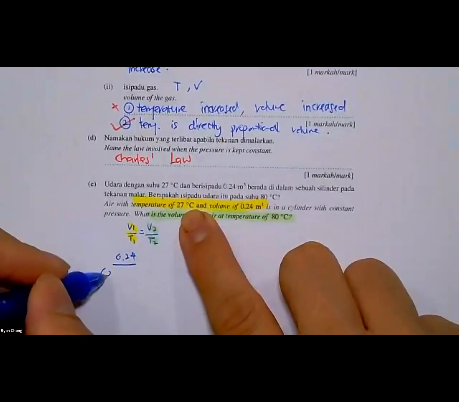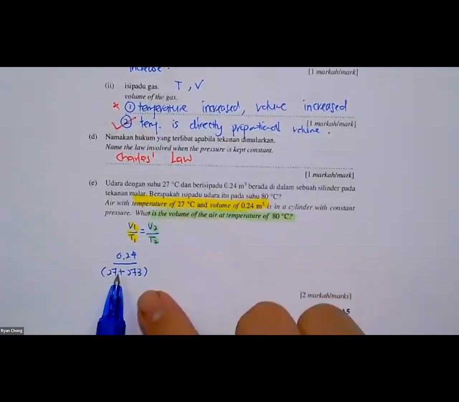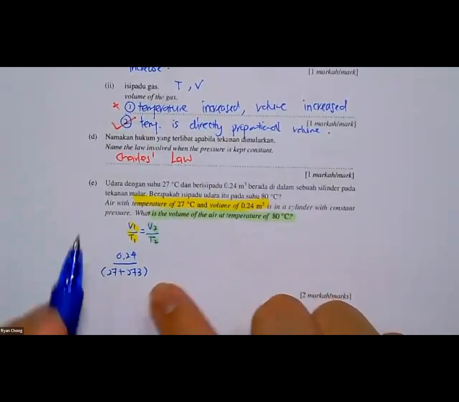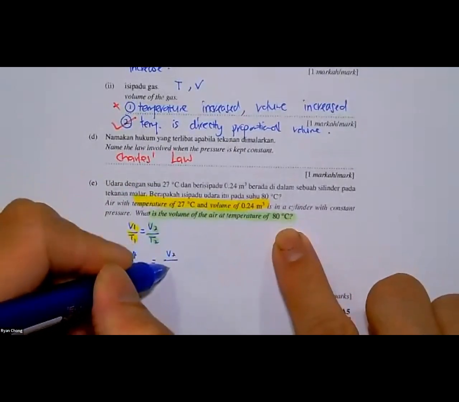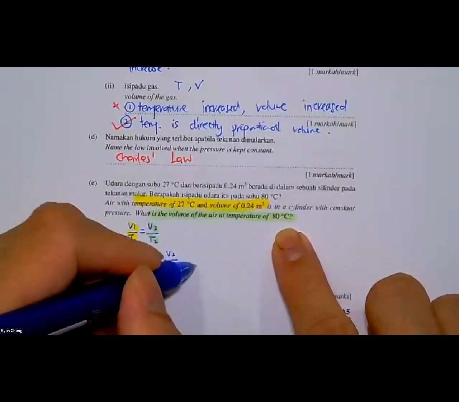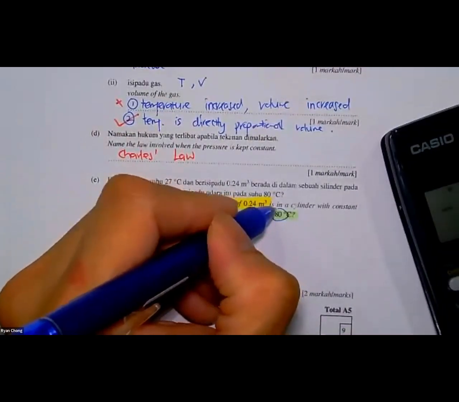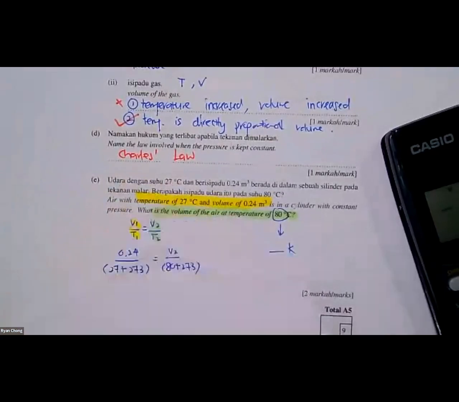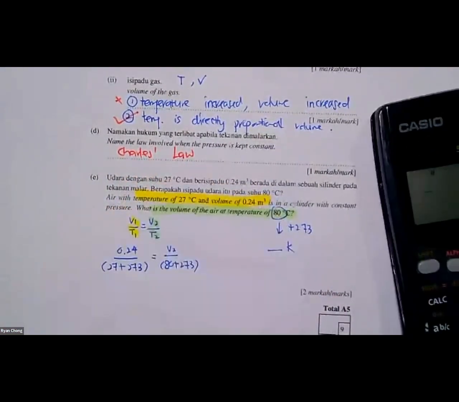Temperature, remember in gas law, you must use Kelvin. That's why you must add 273. For this one, 80 degrees plus 273. You must change to Kelvin. You cannot use degrees Celsius. How do you change? Just add 273 only.